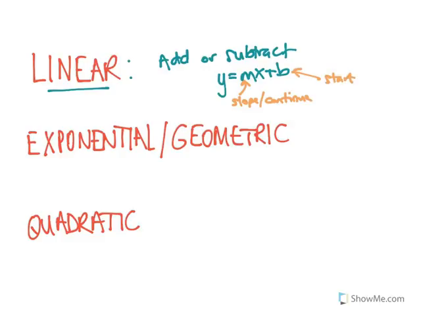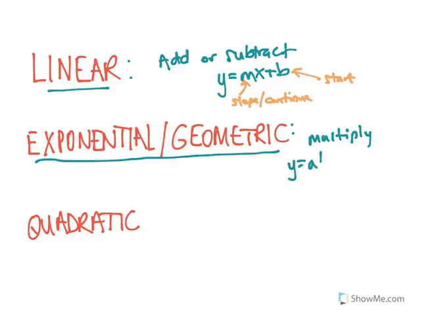The second type of pattern that we learned about were exponential geometric patterns. And these refer to patterns where you multiply by the same amount each time. So linear are where you add or subtract, and exponential are where you multiply. And the equation that we use is y equals a times b to the x, where a is where you start, and now b is how you continue.